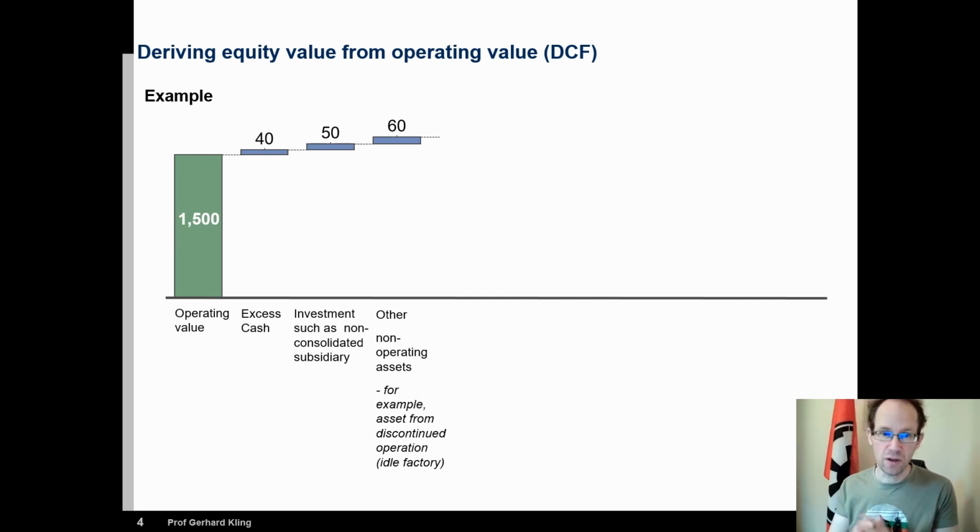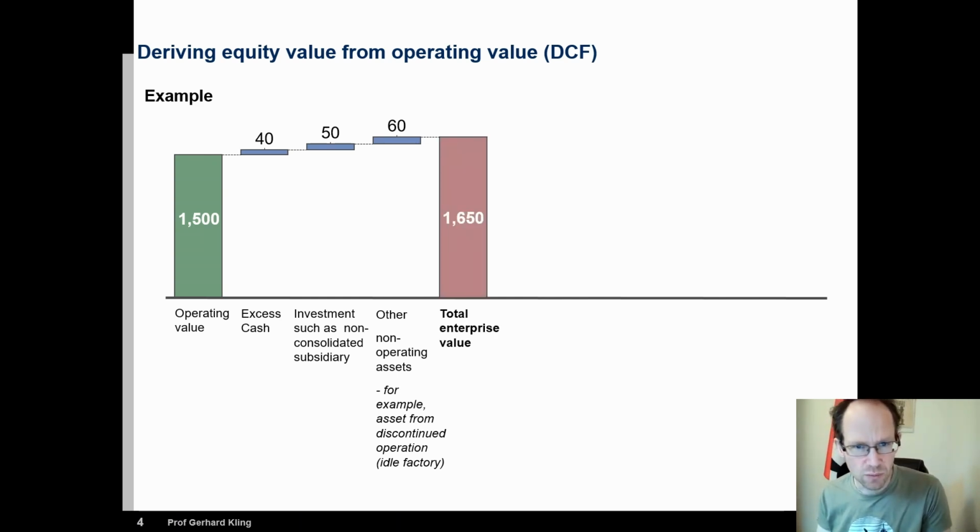And then you have other non-operating assets. This could be a whole range of things, for instance, assets linked to discontinued operations. So, for instance, you made the decision to shut down production in a factory. The factory is still standing there. Or you divest from a city. You shut down operations there, but you still have a retail outlet sitting there but not used. So these items would be accounted for.